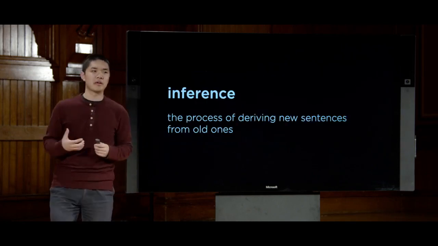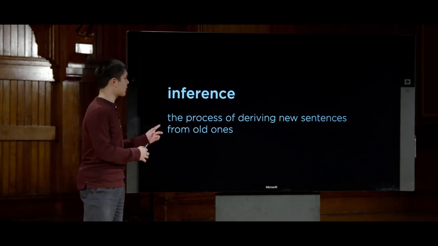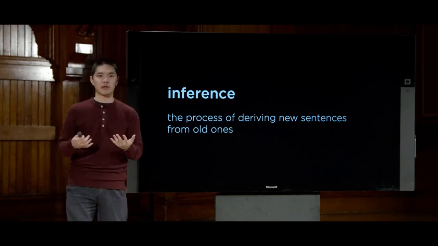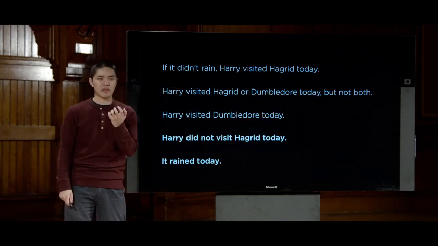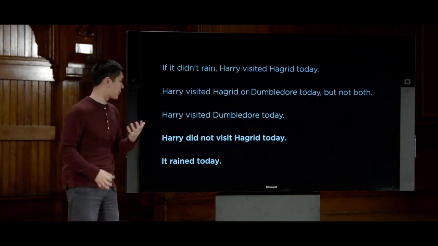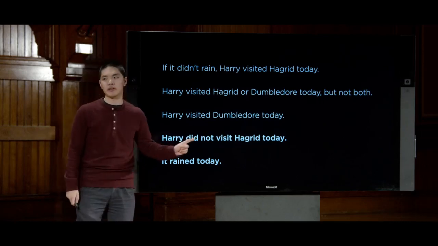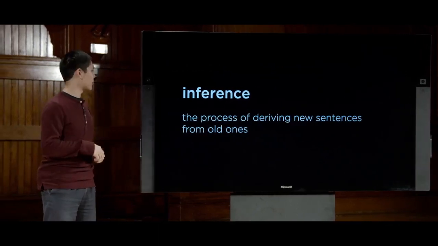And this process is known as inference. And that's what we're going to be focusing on today, this process of deriving new sentences from old ones, that I give you these three sentences, you put them in the knowledge base inside the AI, and the AI is able to use some sort of inference algorithm to figure out that these two sentences must also be true. And that is how we define inference.